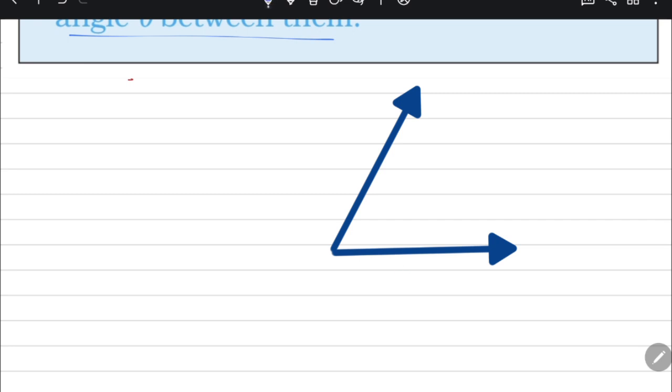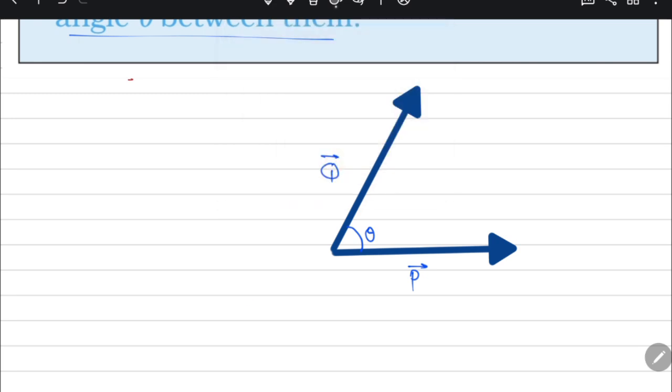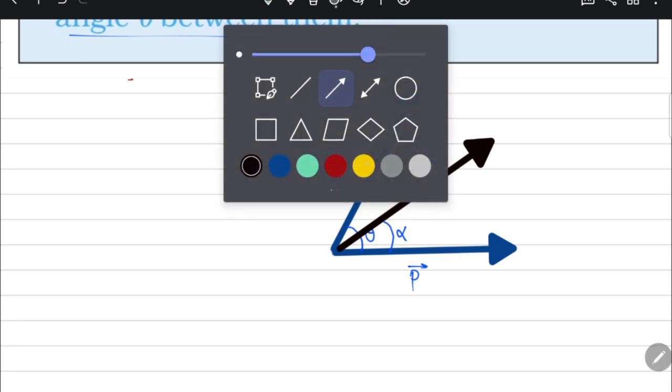Okay. This vector I gave the name. This is P vector. This is our Q vector. And their angle is theta. And if the resultant of these two vectors comes out like this, this is our resultant vector and they are making angle alpha. So by using parallel vectors, we have to find the resultant of it.